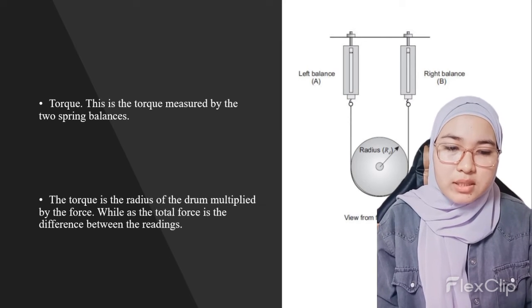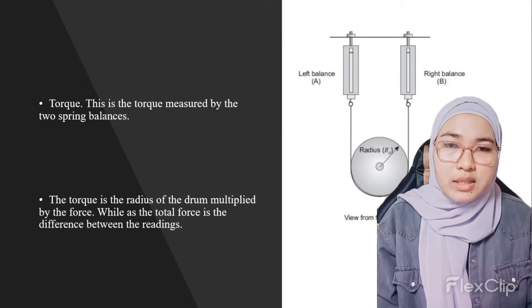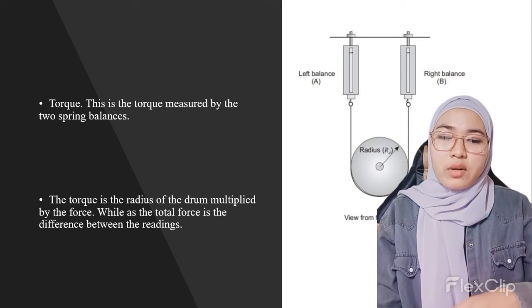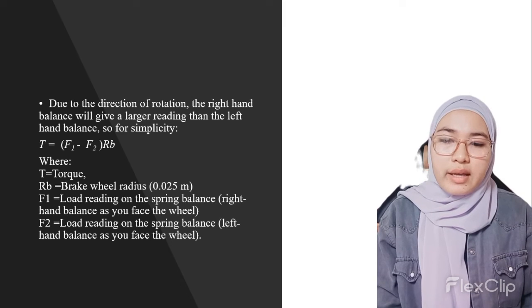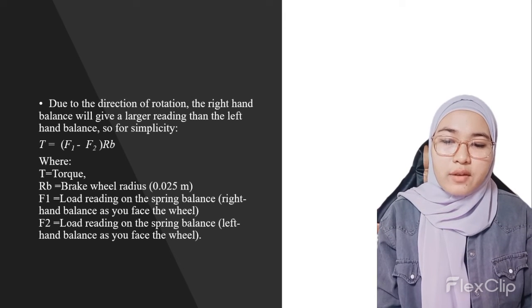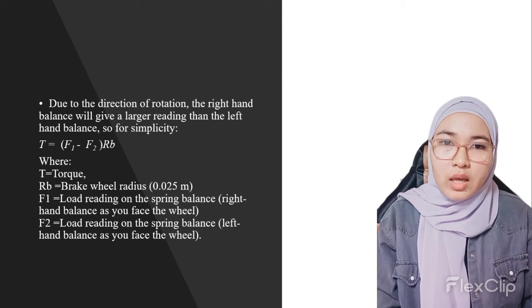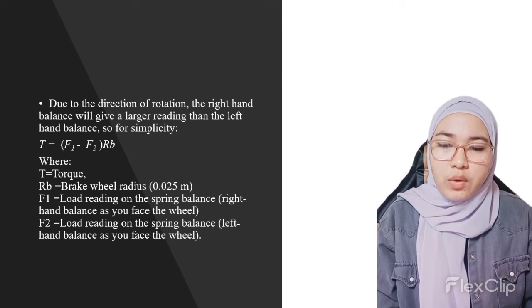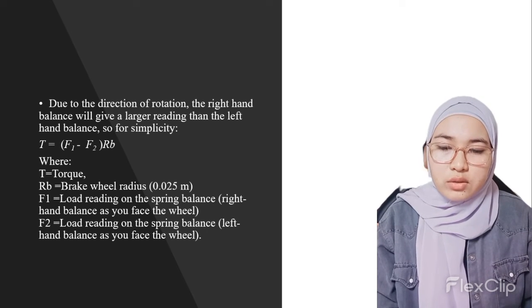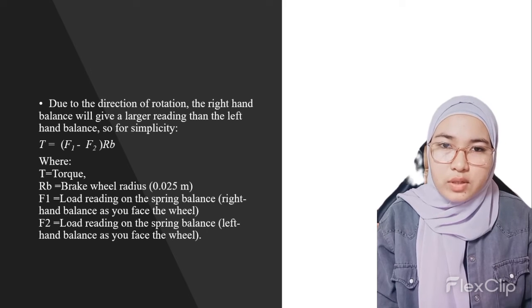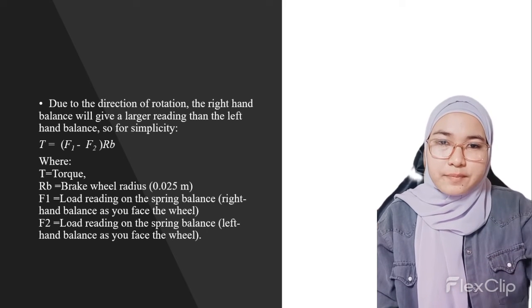As we can see from the picture, the torque is the radius of the drum multiplied by the force, whereas the total force is the difference between the readings. From the picture, due to the direction of rotation, the right hand balance will give a larger reading than the left hand balance. So for simplicity, torque is equal to F1 minus F2 multiplied by RB, where F1 is the load reading on the spring balance, right hand balance, F2 is the load reading on the spring balance, left hand balance, while RB is the brake wheel radius, which is a constant value here, 0.025 meter.